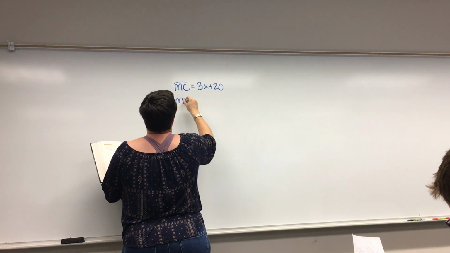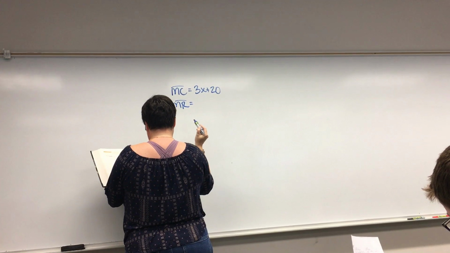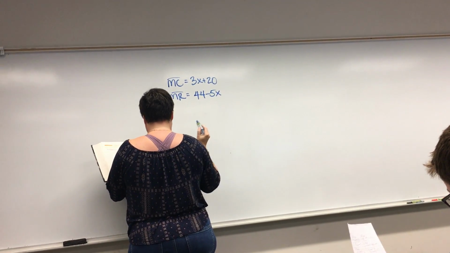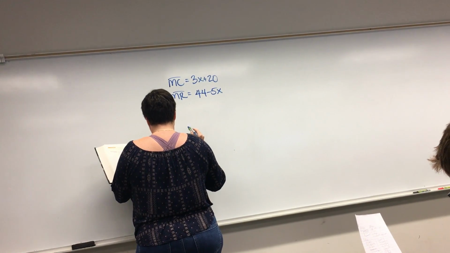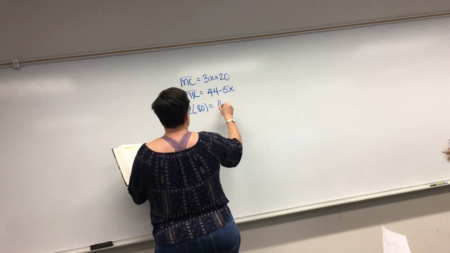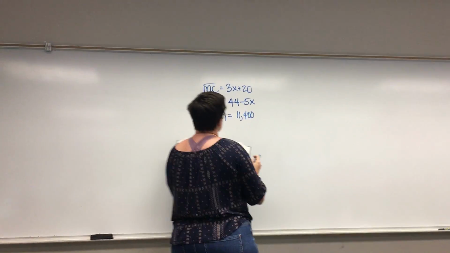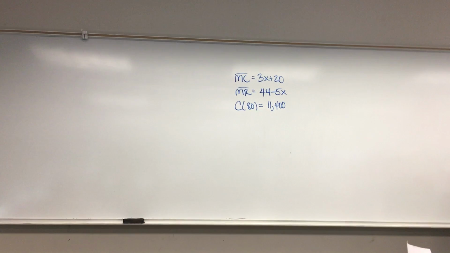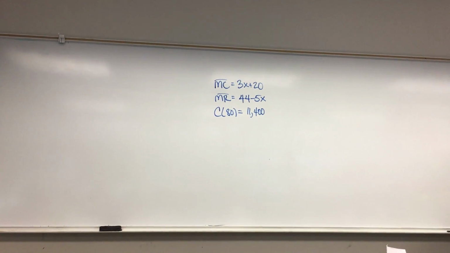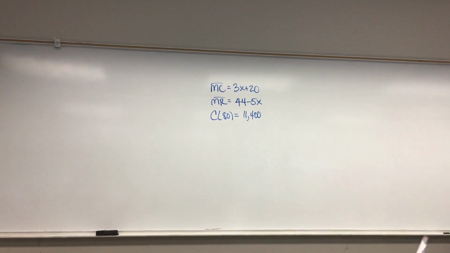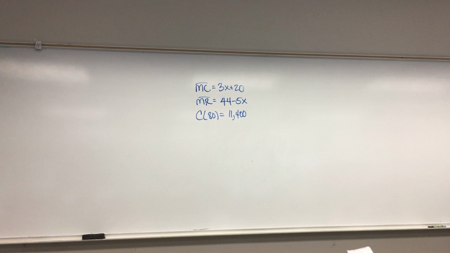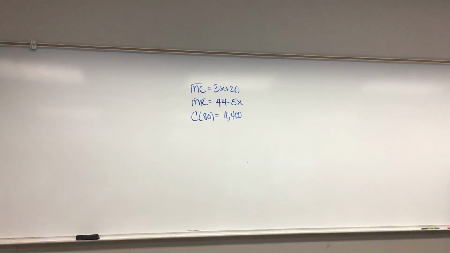And we're given marginal revenue equals 44 minus 5x. And the cost of production of 80 units is $11,400. Okay. So here we are, we're given a marginal cost, a marginal revenue, and a nugget for cost. By the way, what's our nugget for revenue? 0, 0. Always, always, always 0, 0, right?